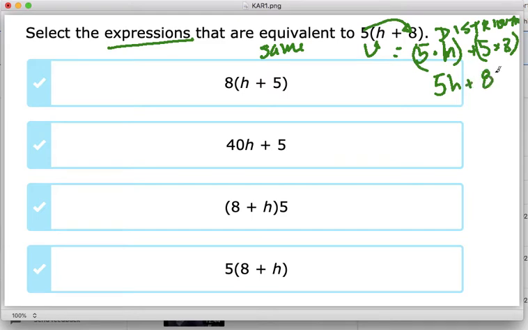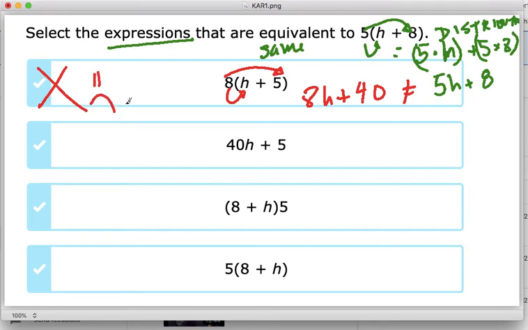So let's see which other of these get us the same thing. So this one, we're going to go 8 times h and 8 times 5. Again, we're going to use the distributive property, and we're left with 8h plus 40. And that is not the same. So no, not liking this. 40h plus 5, is that the same as this? No, not the same. We only have 5 h's. They have 40. We have 8 ones. They have 5 ones. This is not the same.